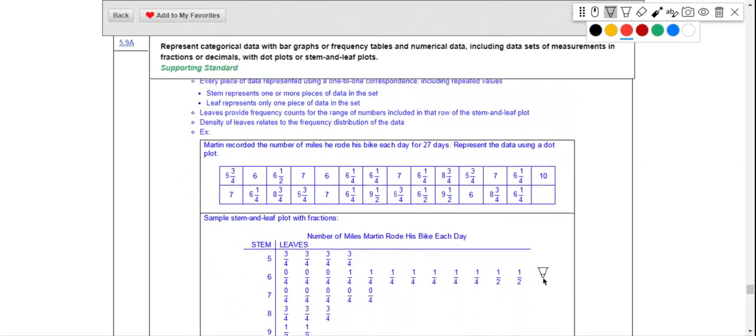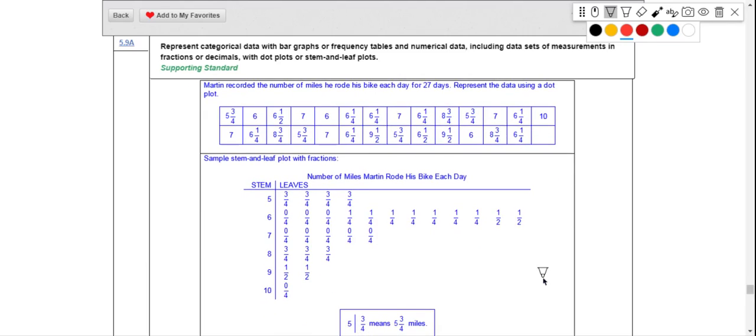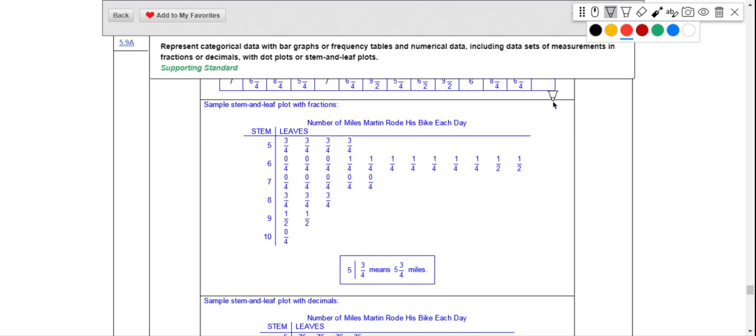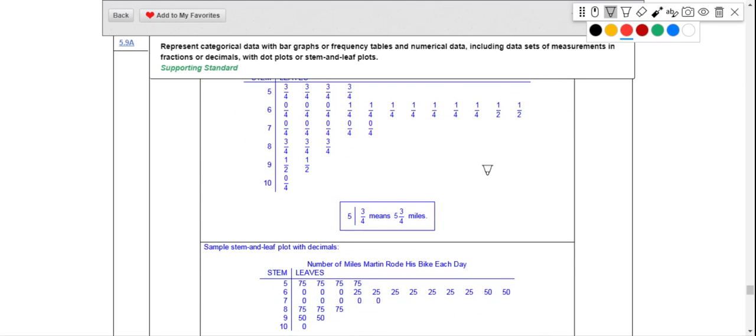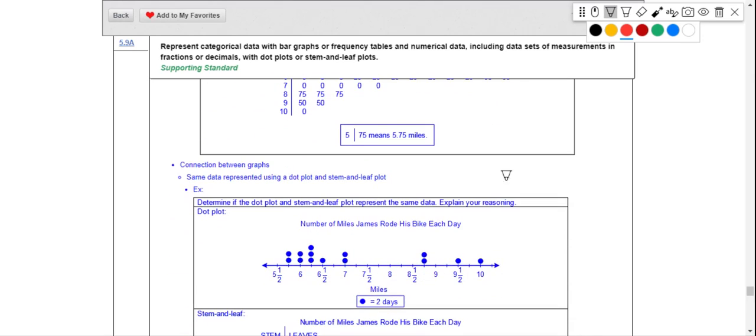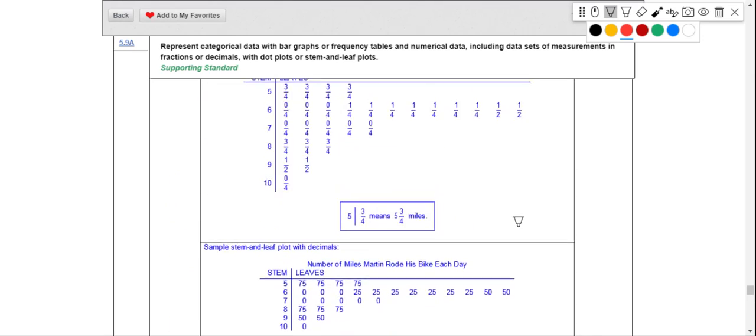All right. Now, let's look at stem and leaf. Martin recorded the number of miles he rode his bike each day for 27 days. Represent the data using a dot plot. Stem and leaf plot. Okay. So we have our stem and leaf here, and our dot plot is down there.